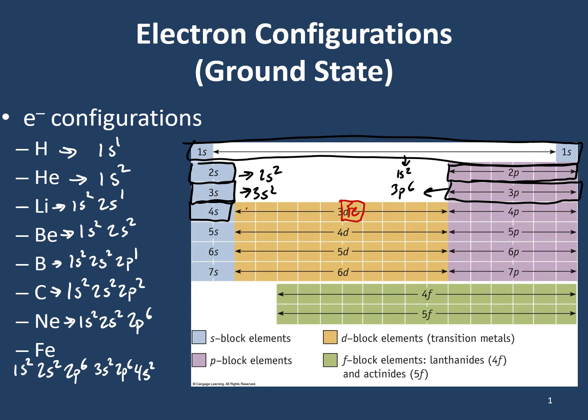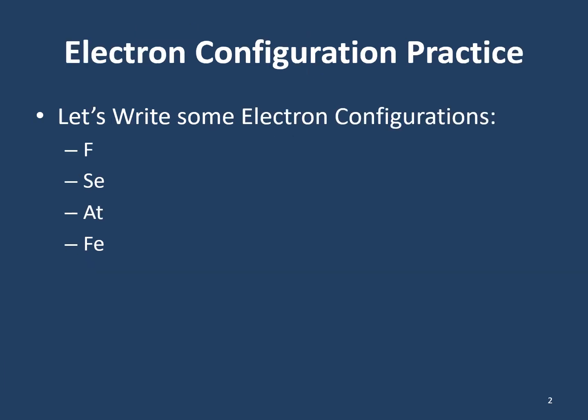So it's going to be 3D1, 3D2, 3D3, 3D4, 3D5, and iron is 3D6. And so I'm just going to add that to my final little bit here, 3D6. And so this is my electron configuration of Fe. And so that's kind of how we can write our electron configurations. Okay, so let's do a couple more practice problems.